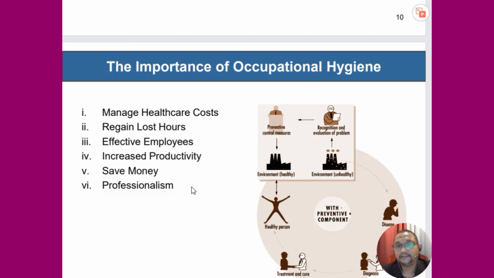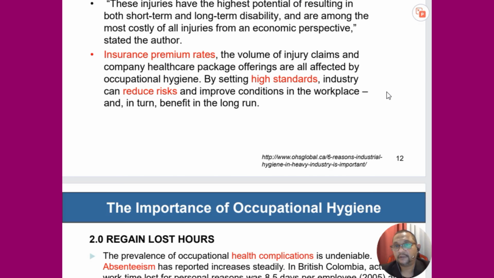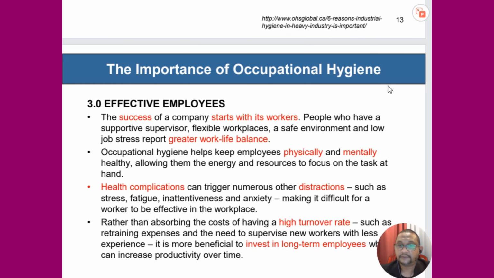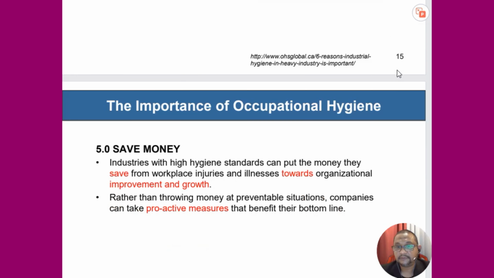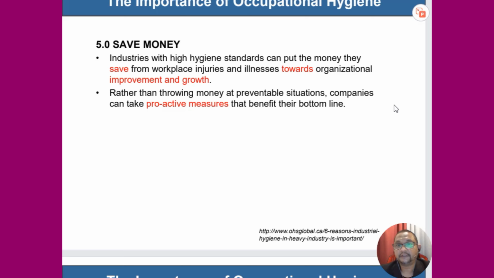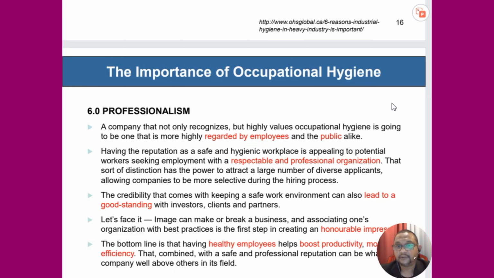Okay, as you see in this slide, this is all the importance of occupational hygiene. You can also go one by one. What is important? Increased productivity, which I have explained. Save money, this also saves money for the workers, and also professionalism.